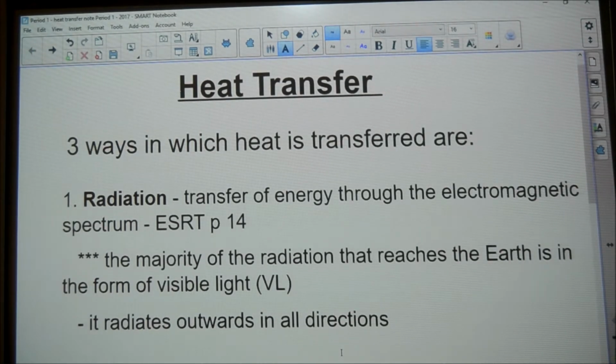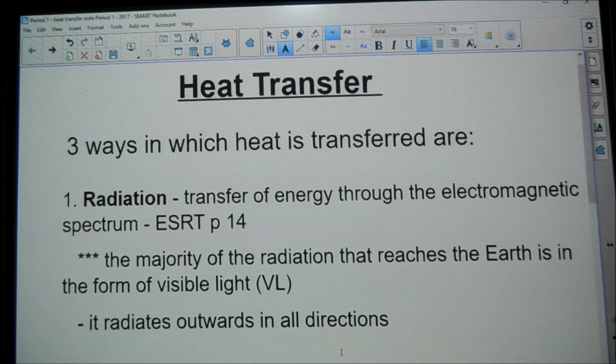So when the sun is out, it's radiating. The lights inside, it's radiating. Your body is radiating heat off. Alright, so that's all types of radiation. The majority of the radiation that reaches the earth is in the form of visible light. Radiation actually radiates out in all directions, so 360 degrees.